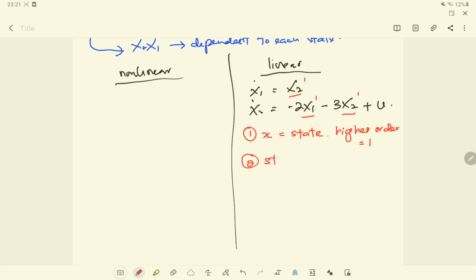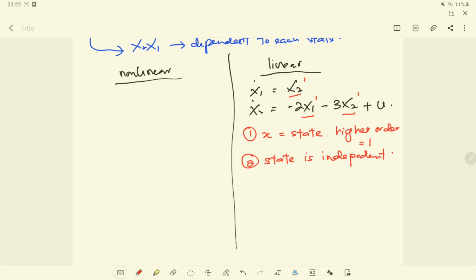And number 2, each state is independent. So those are the two criteria of a linear system.